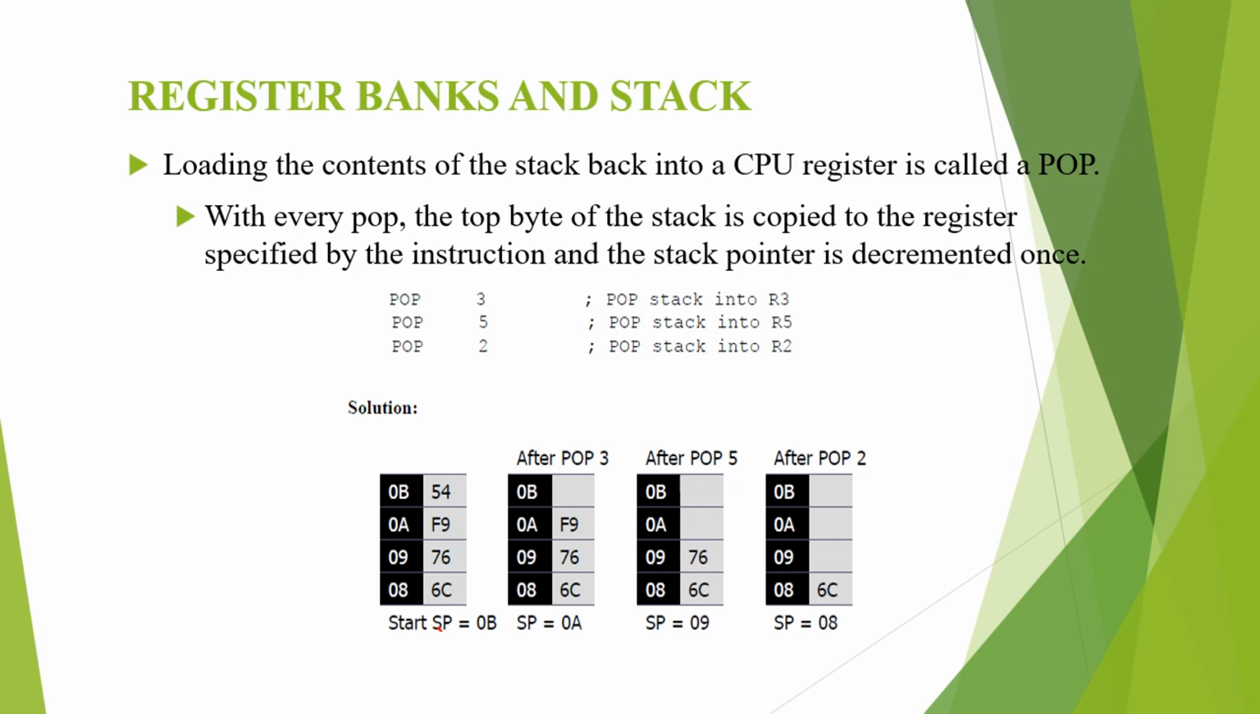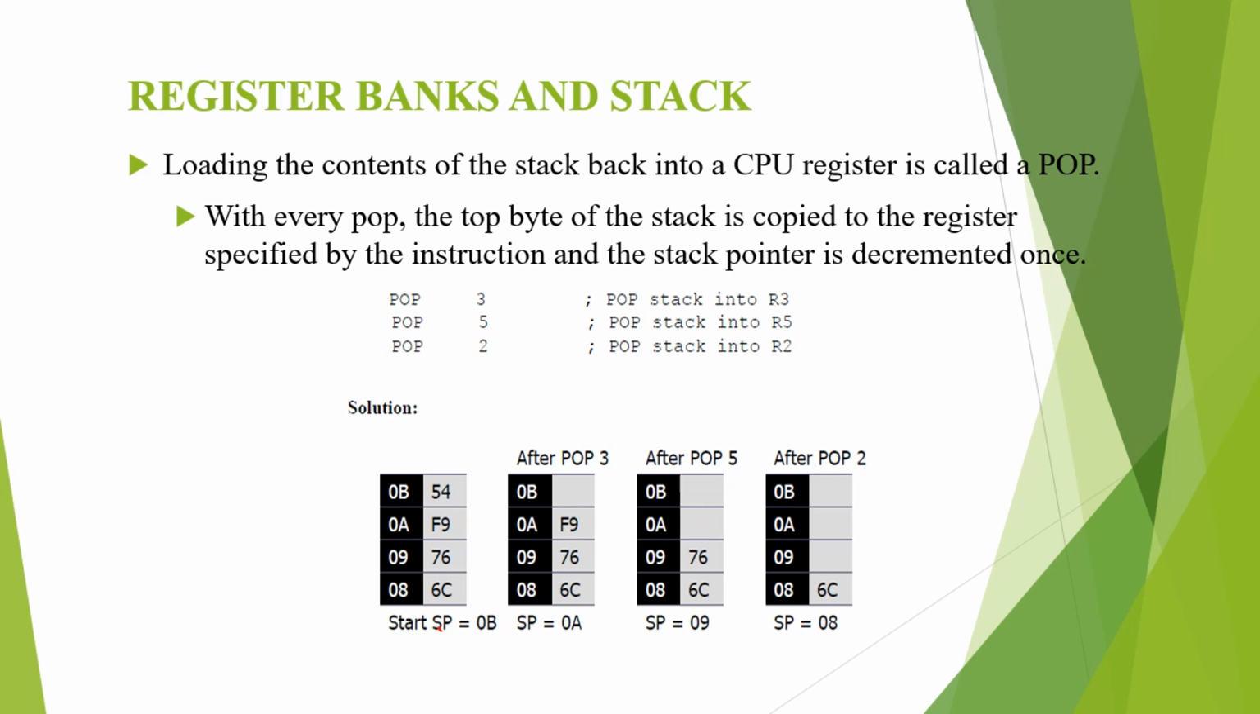Now after the pop 3 instruction, the SP value will be decremented by 1. So it will be currently pointing to 0A. So the value in 0A, that is F3, will be popped and stored in R3. Next, SP will be decremented by 1, so it will now have the value 09. That is, SP will be pointing to the 09 location. So pop 5 means the value in 09, that is 76, will be copied to register R5.